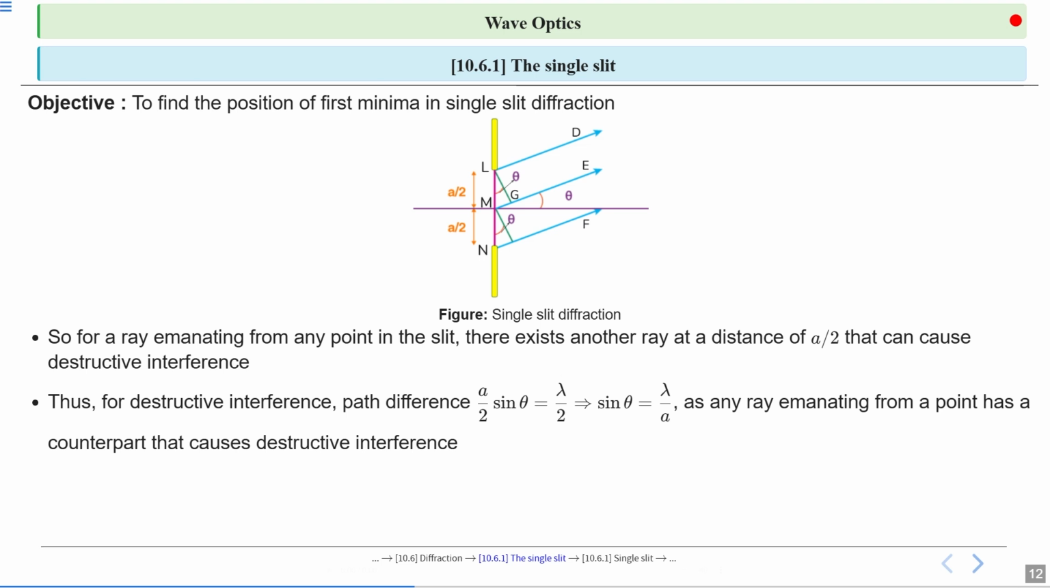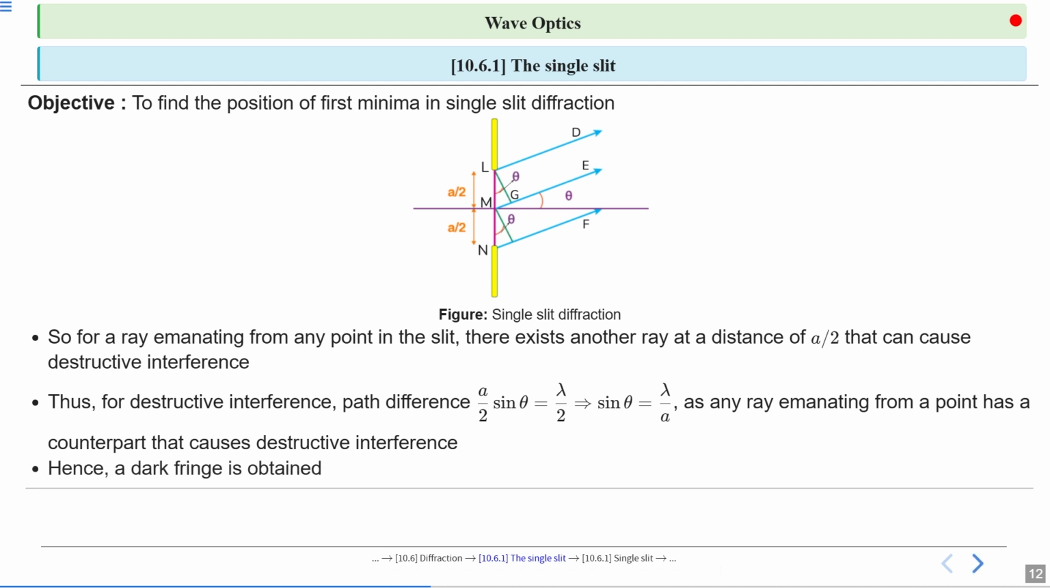So now let's quantify this interference. For destructive interference to occur, the path difference between these rays must be half the wavelength, that is lambda by 2. So what is the path difference? When we divide the slit into two parts, the path difference is a by 2 sine theta. This path difference should be equal to lambda by 2 for destructive interference to happen. This gives us the condition a upon 2 multiplied by sine theta equals lambda by 2, which simplifies to sine theta equals lambda by a. This equation tells us that the angle at which the first dark fringe appears depends on the wavelength of light and the width of the slit.